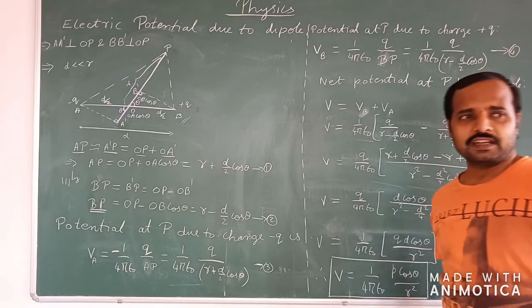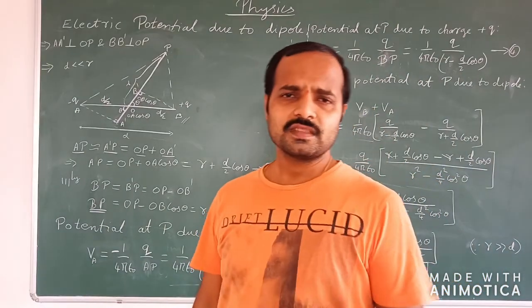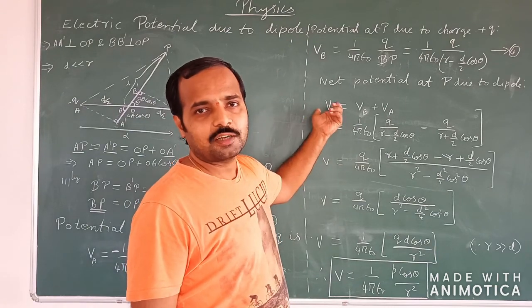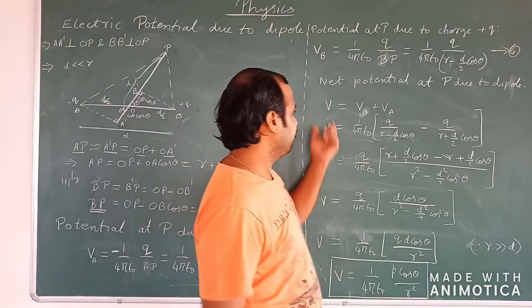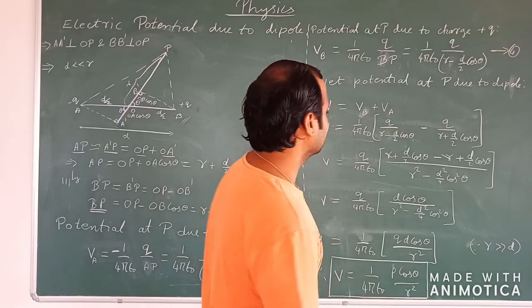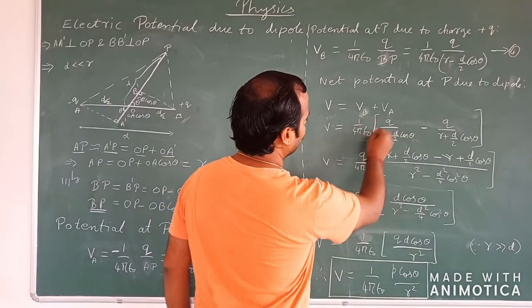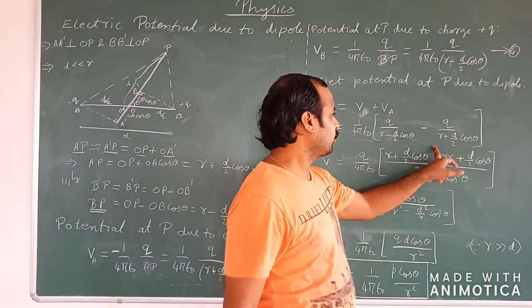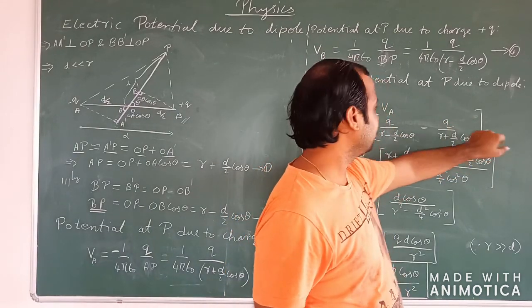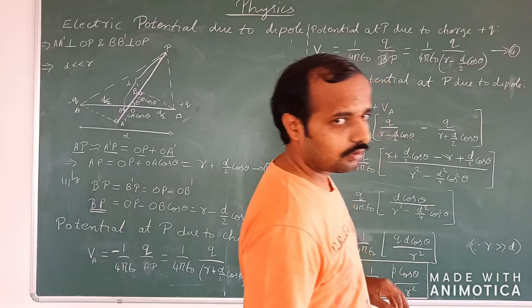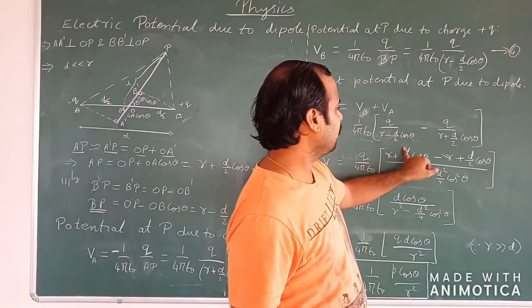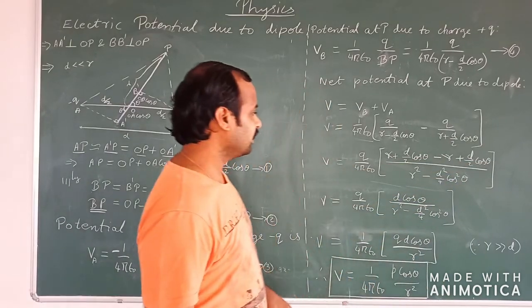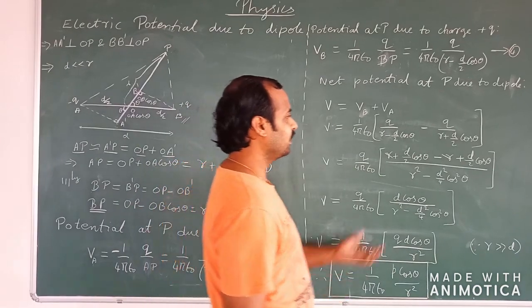Now we know that electric potential is a scalar quantity, so we can just take the algebraic sum of the two potentials to find the net potential at point P. So net potential at point P, V is equal to VB plus VA. VB is 1 by 4 pi epsilon naught into Q by R minus D by 2 cos theta, and VA is minus 1 by 4 pi epsilon naught into Q divided by R plus D by 2 cos theta. I am going to take the common 1 by 4 pi epsilon naught and Q outside, leaving 1 by R minus D by 2 cos theta minus 1 by R plus D by 2 cos theta inside the bracket, and then I will take the LCM.